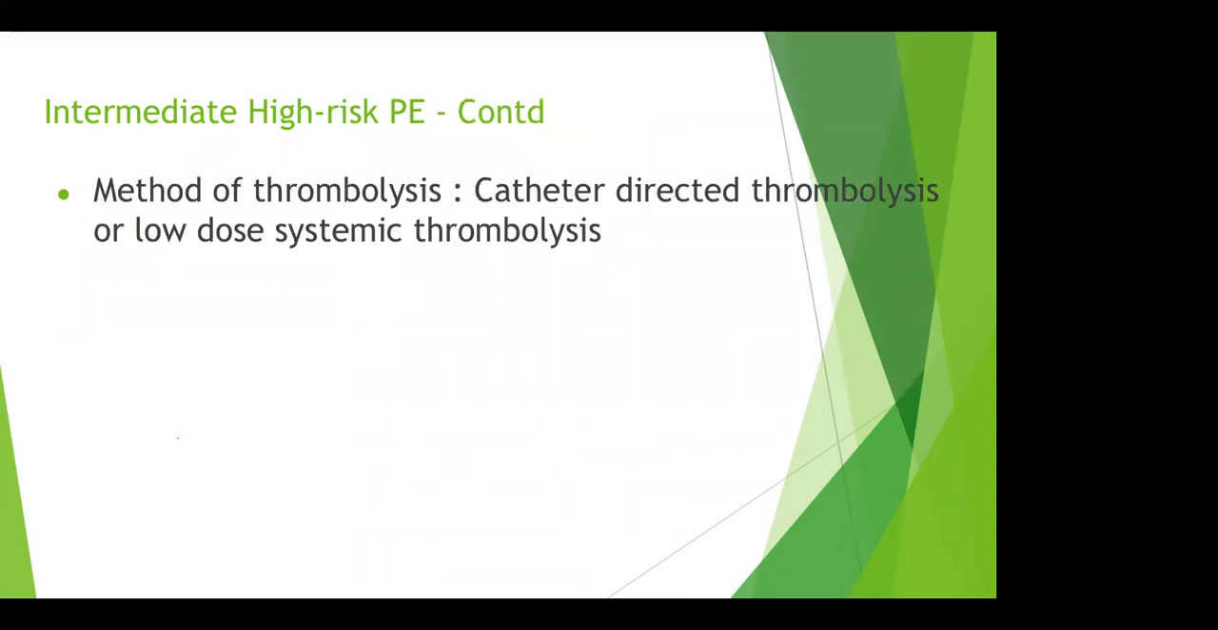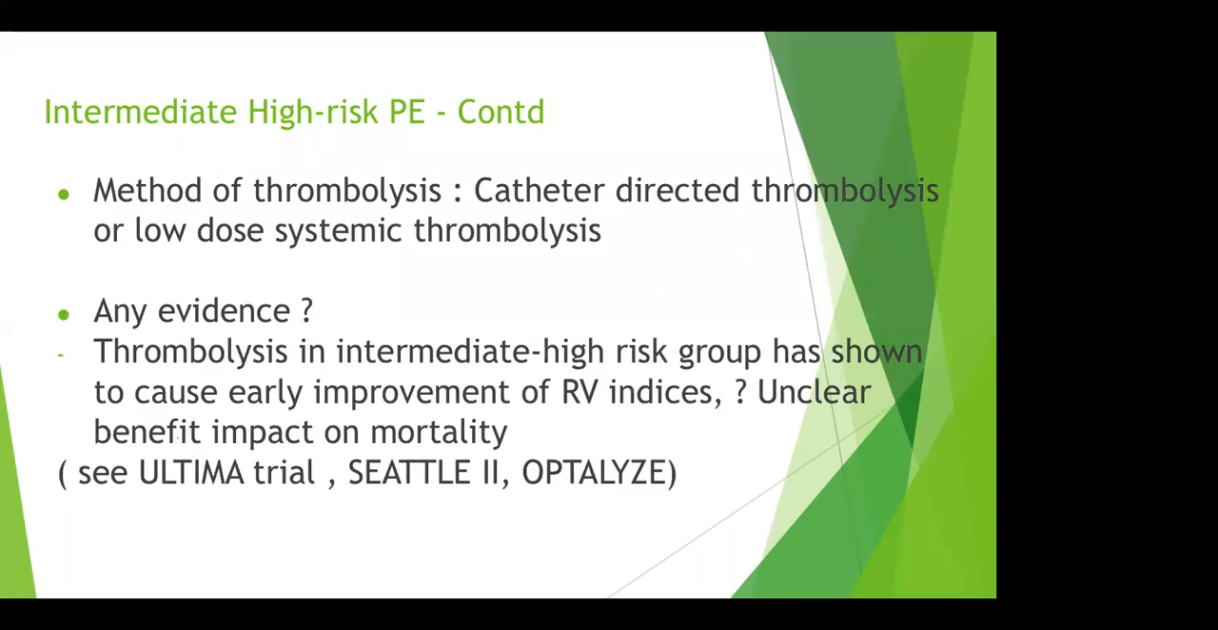Now, if you were ever to thrombolyze them, probably you would not give the full high dose thrombolysis. Probably you give a half dose or low dose thrombolysis, or you might consider, wherever the facilities are available, catheter directed thrombolysis. Now, is there evidence for thrombolysis in the intermediate high risk group?